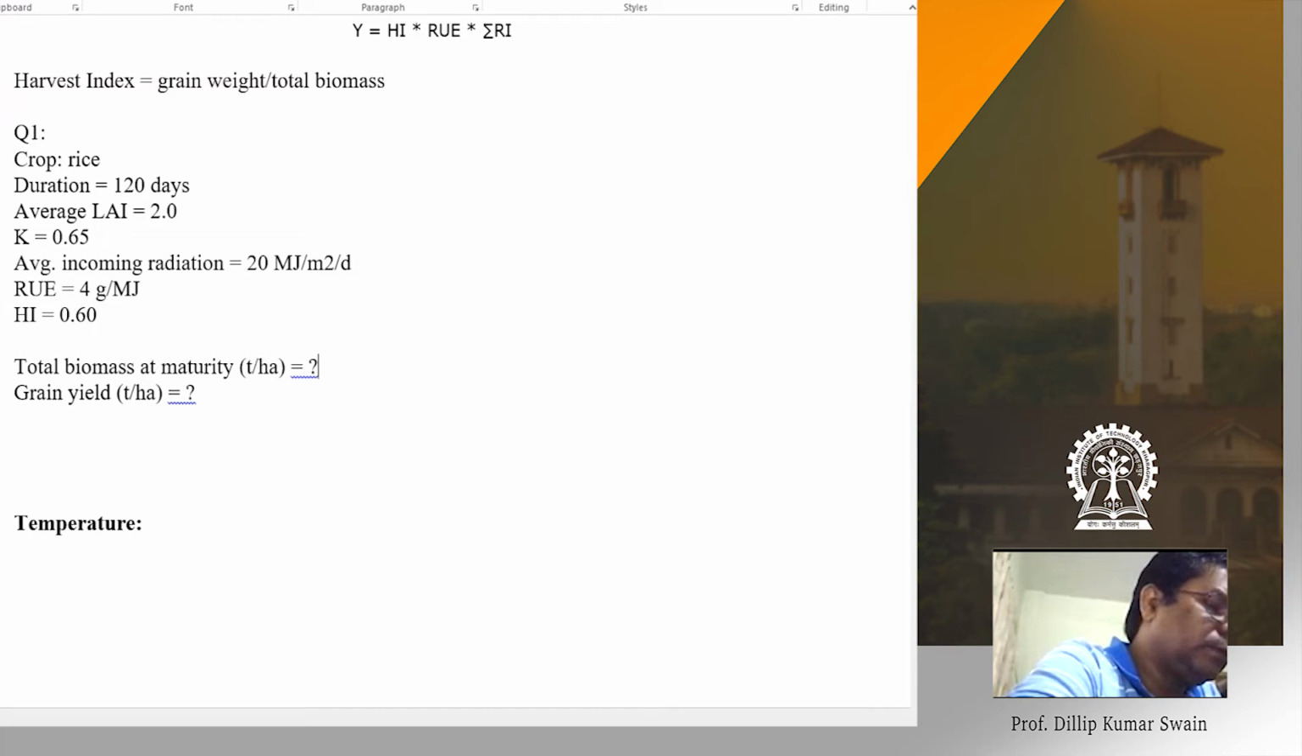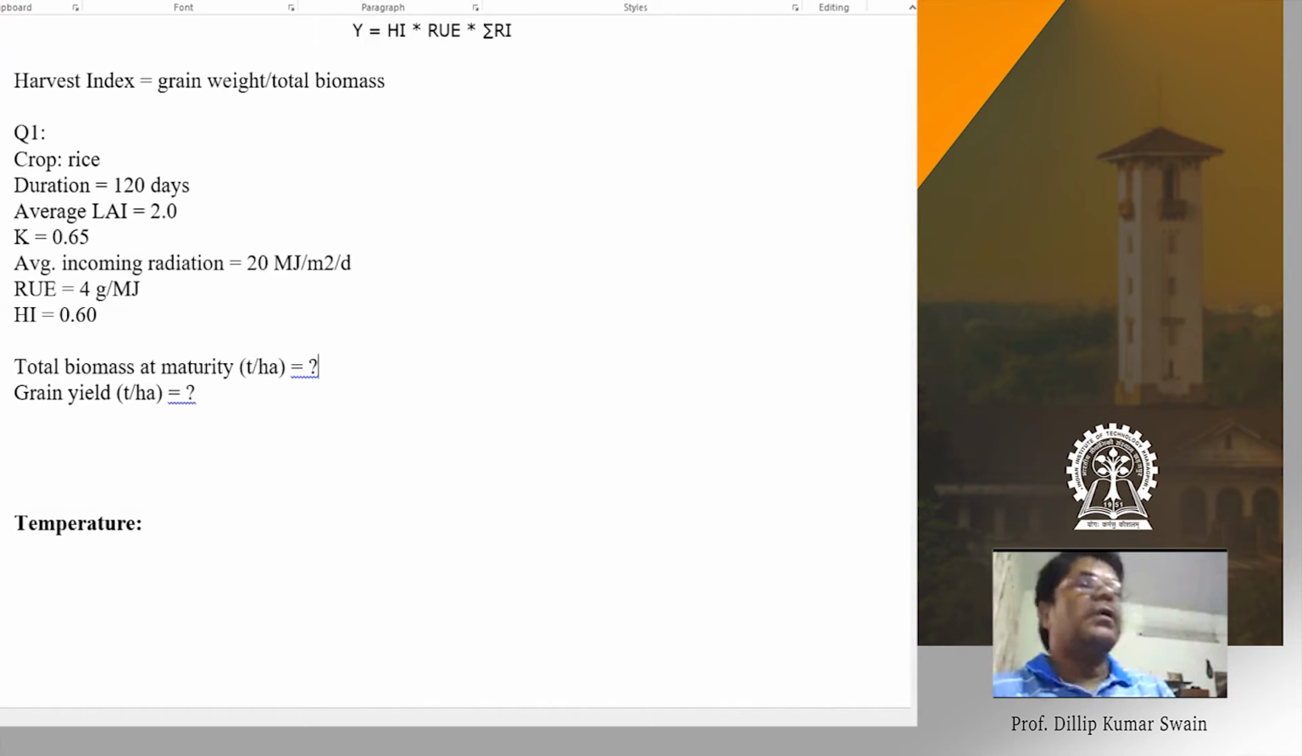But what do we have to do with the duration? Multiply by the duration. You have to see the radiation interception, the average radiation interception, in megajoules per meter square per day. Then the duration is 120 days, so that much accumulation will be there. The total radiation interception is the summation, the average daily radiation interception multiplied by the duration of 120 days.